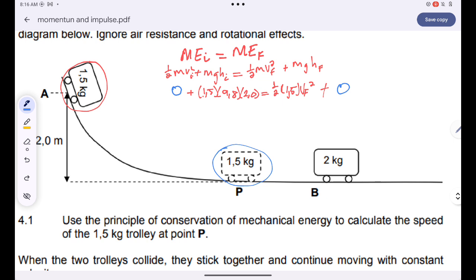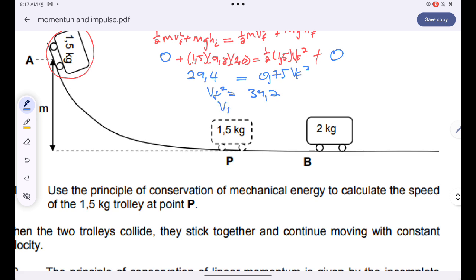I'll simply get 29.4. On the other side, 1.5 times 1/2, I'll simply get 0.75 vf squared. I'll obviously divide both sides by 0.75. 29.4 divided by 0.75. That's vf squared will be equal to 39.2. Obviously put square roots on both sides.